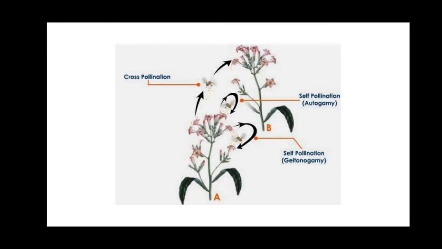Now, we have to keep in mind that in self-pollination there are two particular processes that happen. The first one is the autogamy method, in which the flower is fertilizing its own stigma. Means the transfer of the pollen takes place from the anther of the flower to the stigma of the same flower. So if that happens, then we call that an autogamous method.